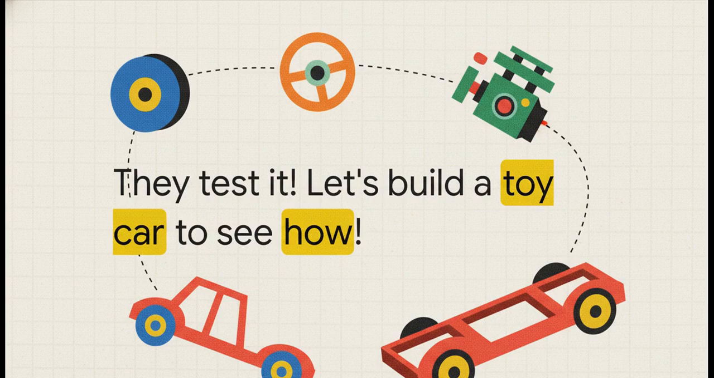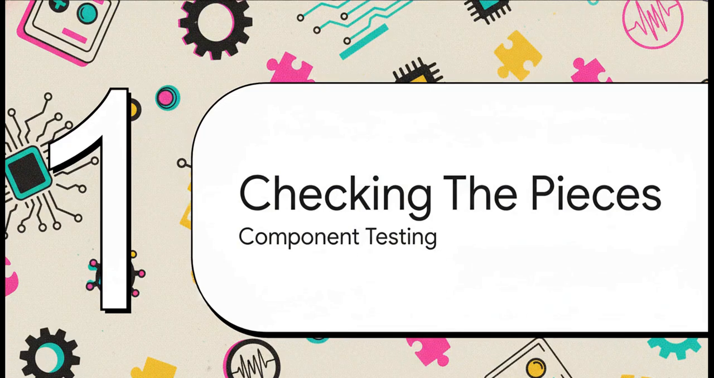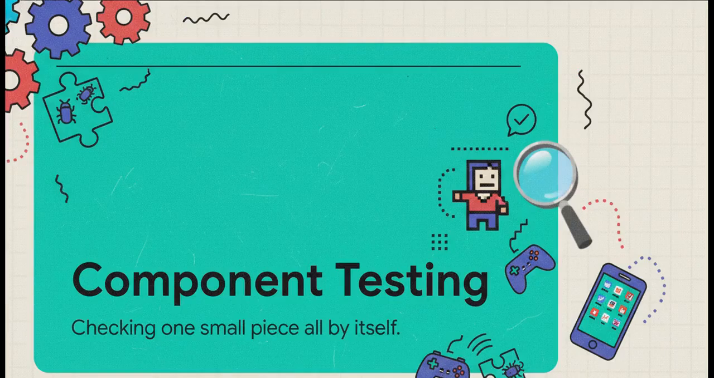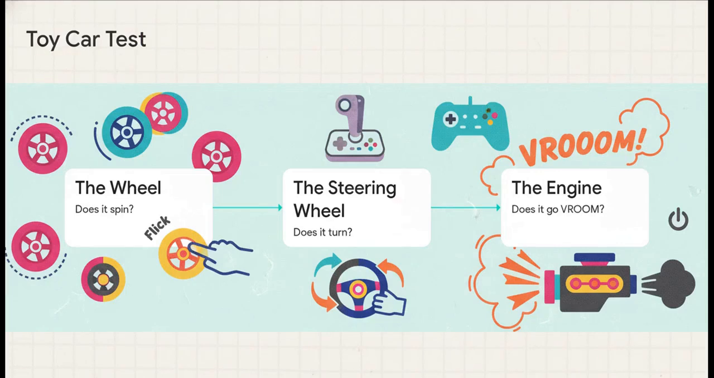Ready? Awesome! Okay, so first things first, before we can build our car, we have to check out all the pieces. We need to look at every single part, one by one, to make sure it's good to go. Now, this step has a big, fancy name. It's called component testing. But don't worry, all that means is checking one small piece all by itself. A component is just a grown-up word for a piece or a part. So really, we're just part testing. Let's test our car parts.